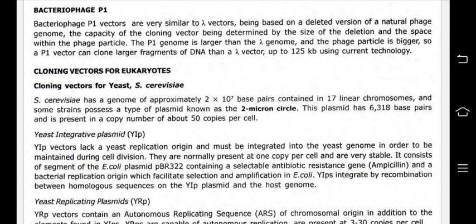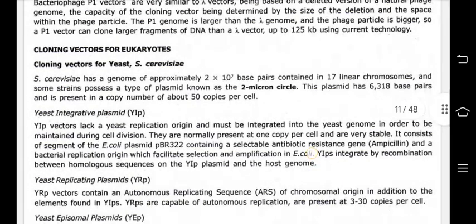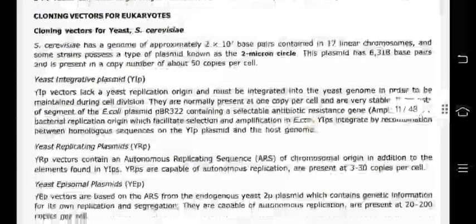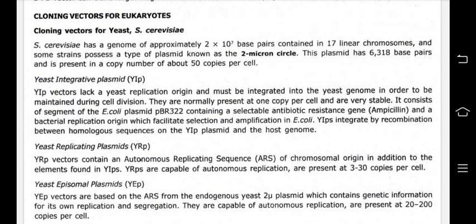And cloning vectors for eukaryotes, next topic. Cloning vectors for yeast, Saccharomyces cerevisiae. Saccharomyces cerevisiae has a genome of approximately 2 x 10^7 base pairs contained in 17 linear chromosomes, and some strains possess a type of plasmid known as the 2 micron circle. This plasmid has 6,318 base pairs and is present at a copy number of about 50 copies per cell.